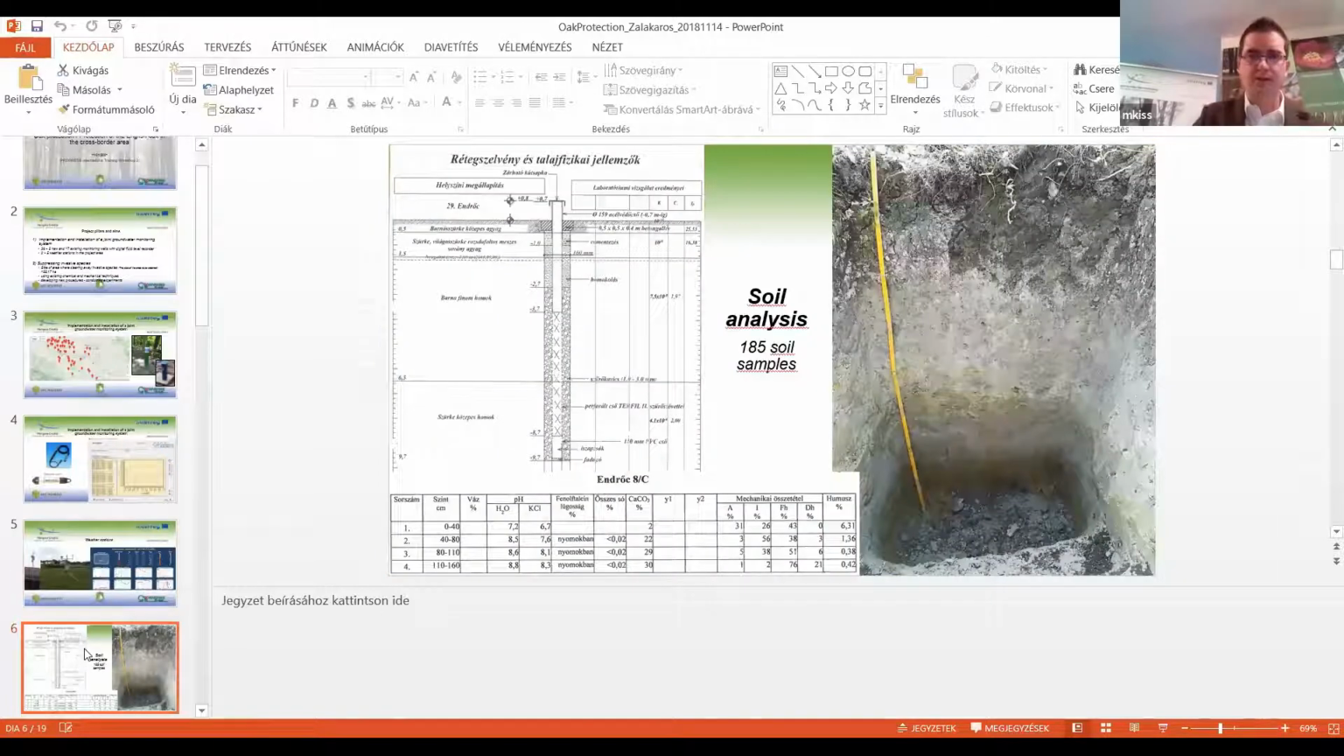We collected soil samples before we installed the monitoring wells. We collected 185 samples which were tested by the University of Sopron. If you can see the picture, it also shows the different layers of soil.